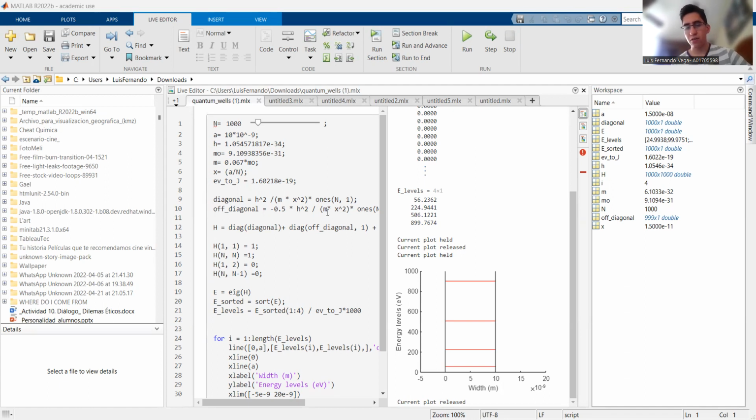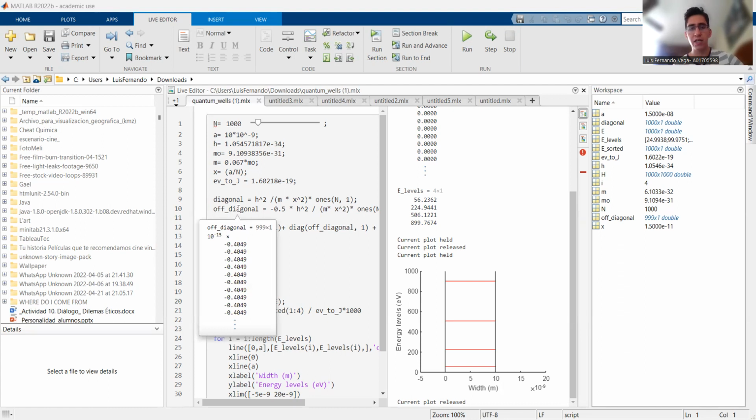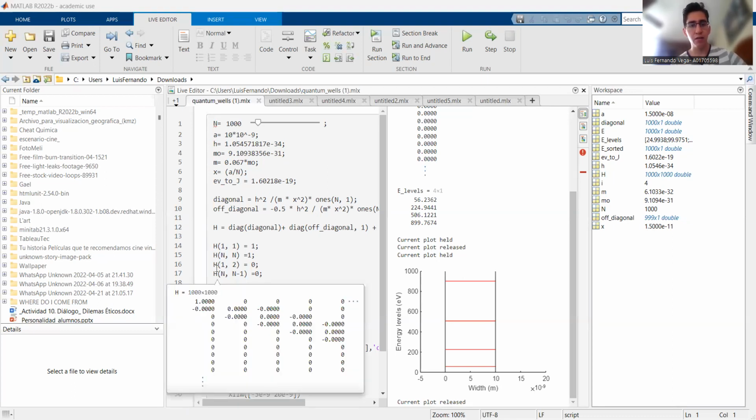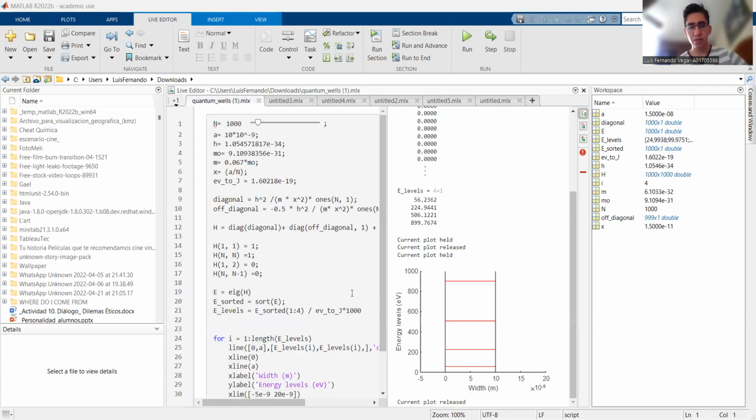Then we create the diagonals, which is the main diagonal, multiplied by the factor, which in this case is h squared divided by the mass times x squared, which is the delta x. Then the off diagonals, which are the ones on the side, because the Hamiltonian matrix is divided into three diagonals, and all the other spaces are filled with zeros. And then we have the H diagonal, which is the one where we plug in all the diagonals inside. And then we say that the first and second column are zero.